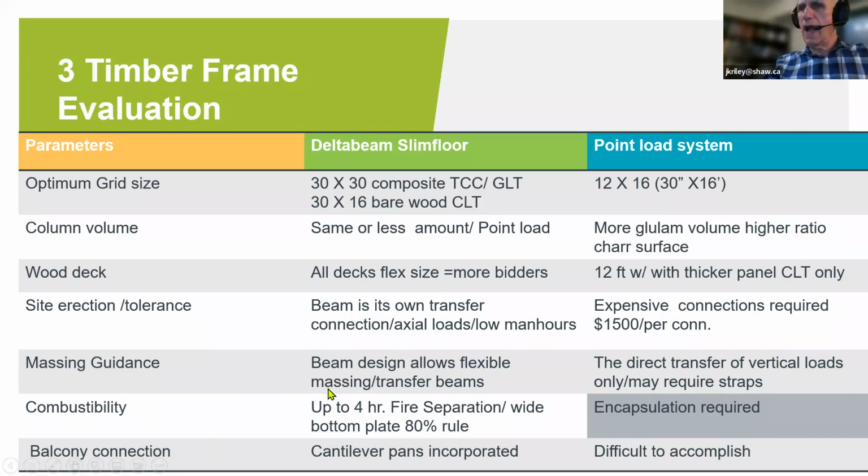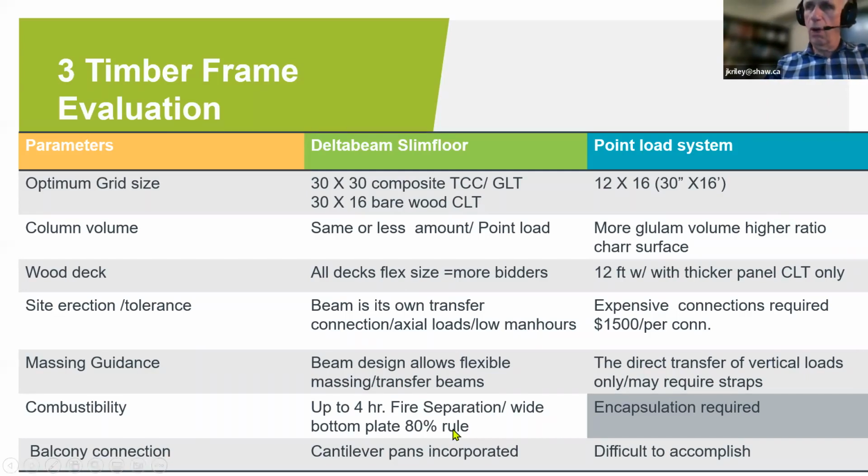Okay, guiding here, beam design. What we can do here is have transfer beams built into the assembly so the building facade can move in or move out. Okay, you can cantilever out, you can go back in. With mass timber point load systems, it's a straight line all the way down. So the building facade remains exactly the same.